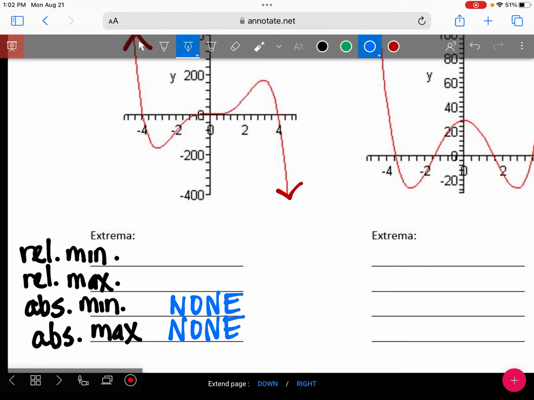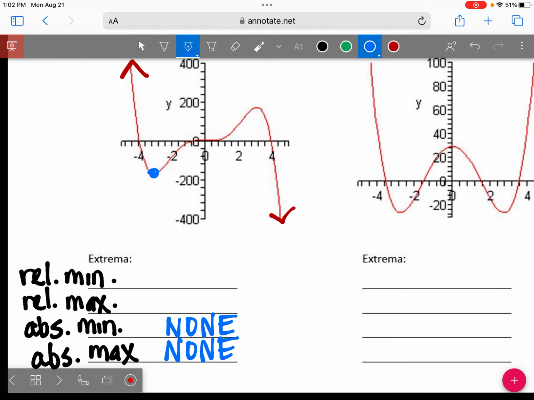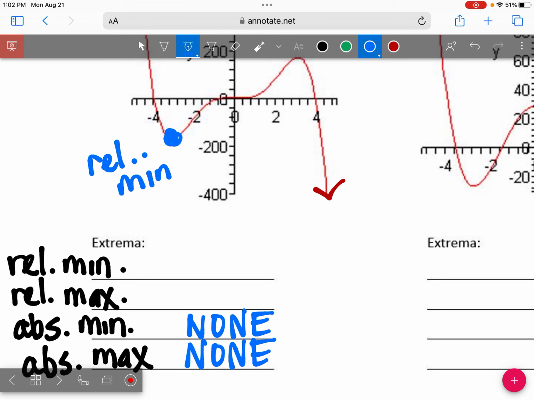Now, I do see a place where there is a dip in the graph, though. Would you agree right here? It's kind of like a dip. That's called a relative minimum. So go ahead and put a point right here and call it relative min. It's a dip in the graph. Now we have to kind of approximate where this is, because it looks like it's about -3, maybe -3, we'll round it to 200. It's a little bit above 200, but we can round it. That's okay. And that's a relative min.